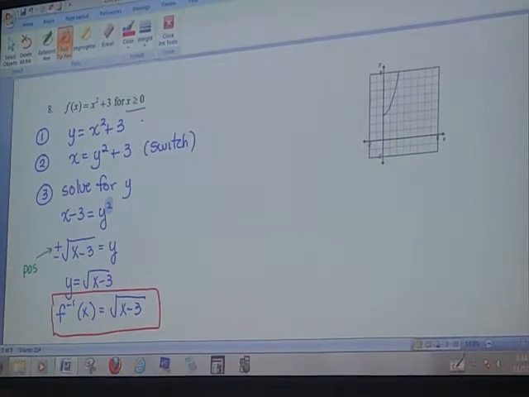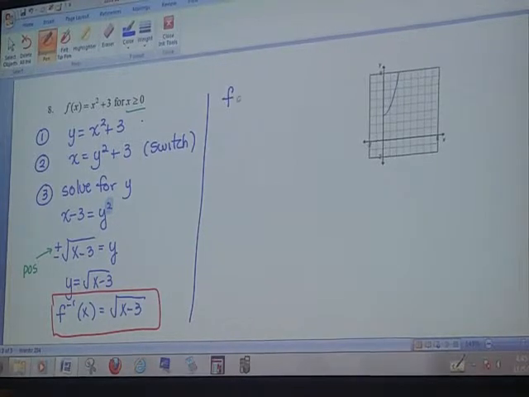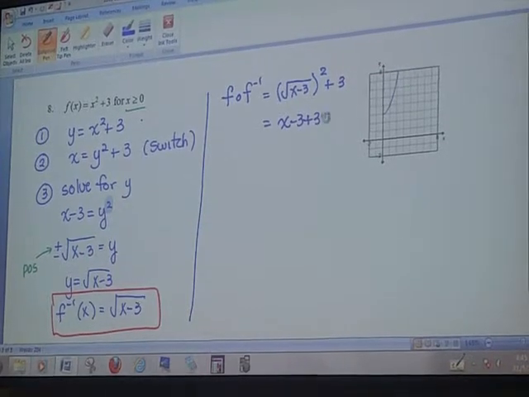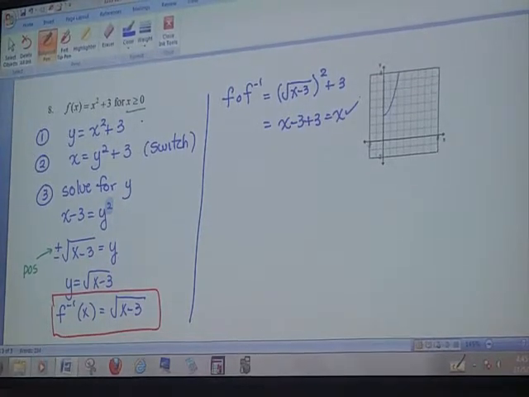So now I have to check and make sure that's actually true. So I'm going to do f composition f inverse. So that means put the square root into f. So the square root goes in there. So I square the square root. x minus 3 plus 3, which is x. Good. Then I do the reverse.